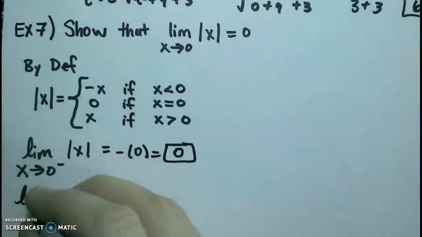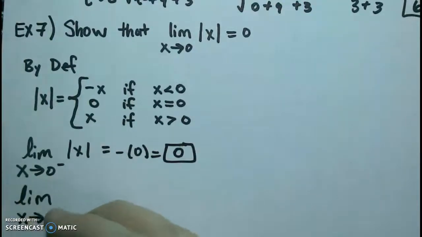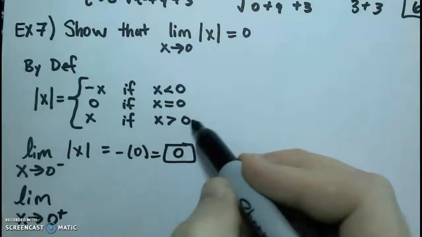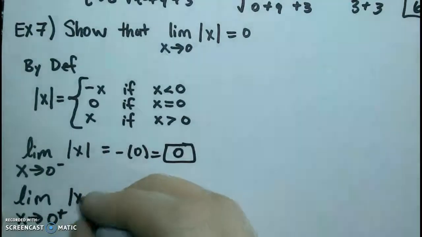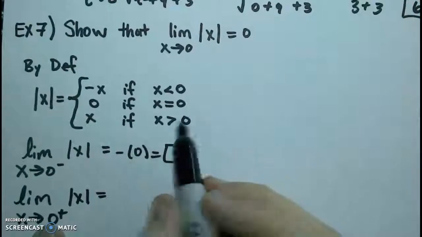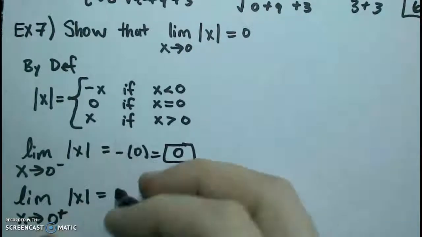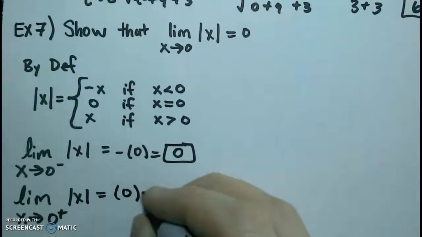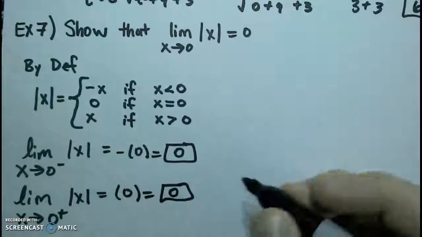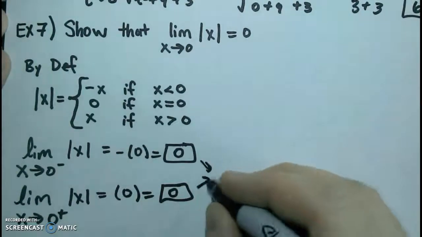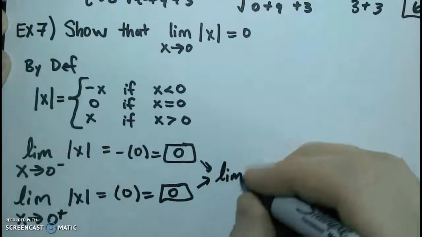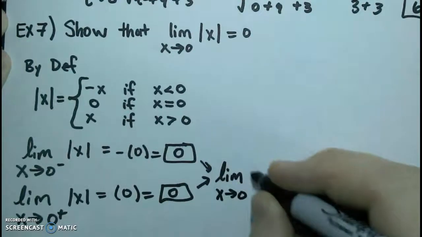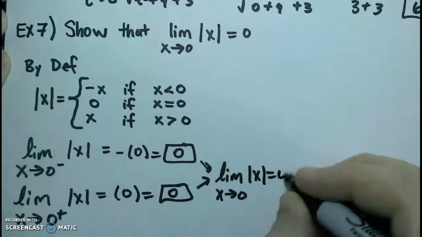Let's look at the function from the right. So not at 0, but to the right of 0, which means right here, greater than 0. If I plug in 0 to the right side, I just get 0. Since the left and the right agree, the limit at 0 is 0.